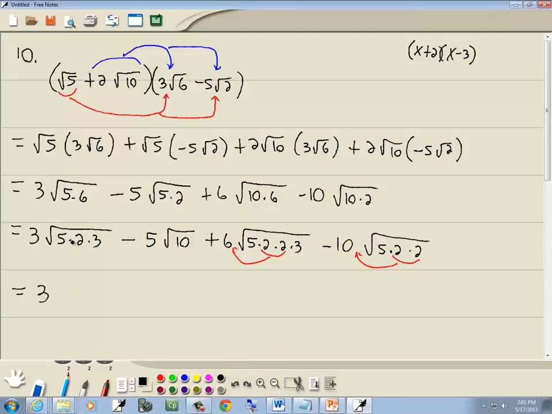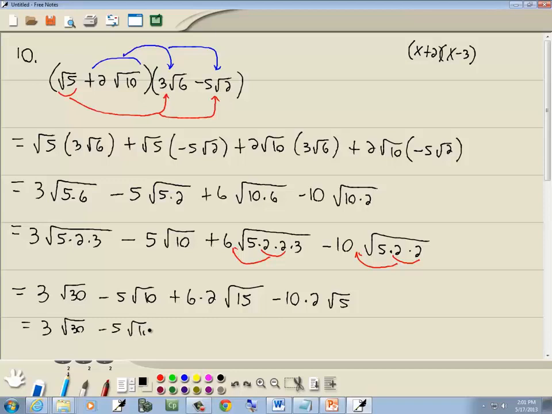Now since I have nothing in common here, I'll go ahead and multiply it back through. 5 times 2 is 10, times 3 is 30. So we've got 3 square root of 30 minus 5 square root of 10 plus 6. I'm bringing a 2 out, and then I'm left with 5 times 3 inside, which is 15. Minus 10, and I'm bringing a 2 out. I'm left with a 5 inside. So that gives us 3 square root of 30 minus 5 square root of 10. 6 times 2 is 12, square root of 15, minus 10 times 2 is 20, square root of 5. And that's our answer.